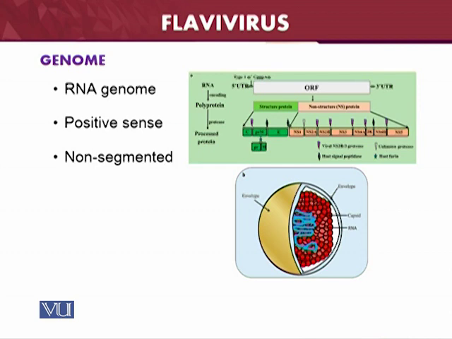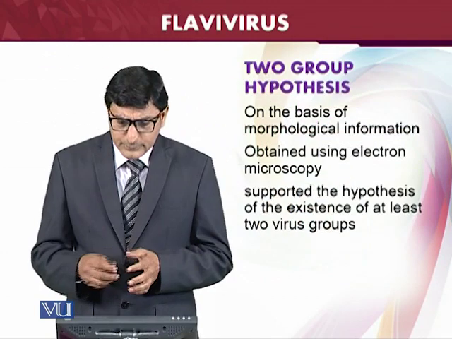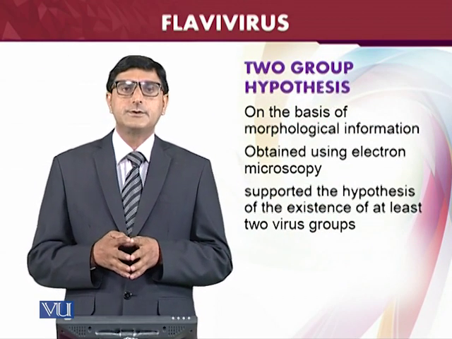The C, PRM and E are the structural proteins, while NS1, NS2, NS3, NS4 and then QB, 2K and NS5, as you can see in front of you, are the non-structural proteins. However, there are some unknown proteases, and these proteases are very important for replication and for the protein to be processed. A two-group hypothesis was always there.